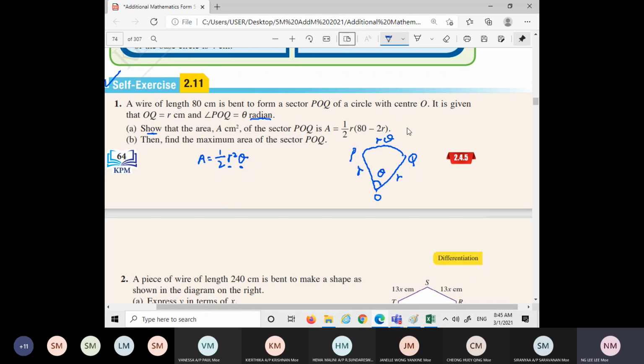Okay, I go through here. Can you see the 80 here? Now you have to help me form an equation that relates to this 80. Let us see, what is this 80? A wire of a length is bent to form this sector. It means this plus this plus this. So can you help me with the perimeter? The perimeter is 80, is it? Yeah, the perimeter is 80. Very good. So can you help me with the left-hand side of the equation?